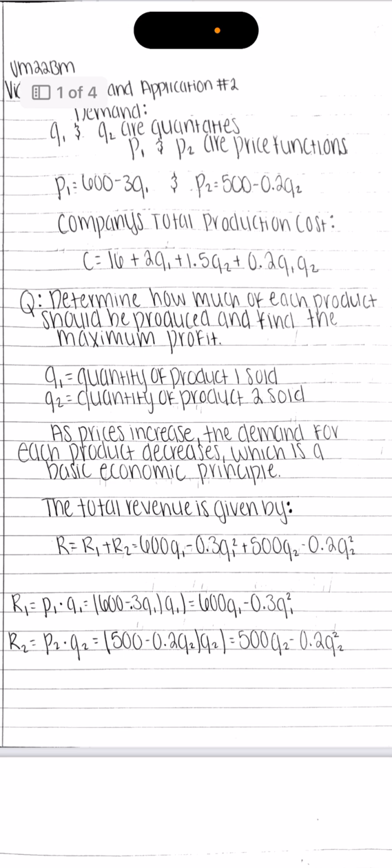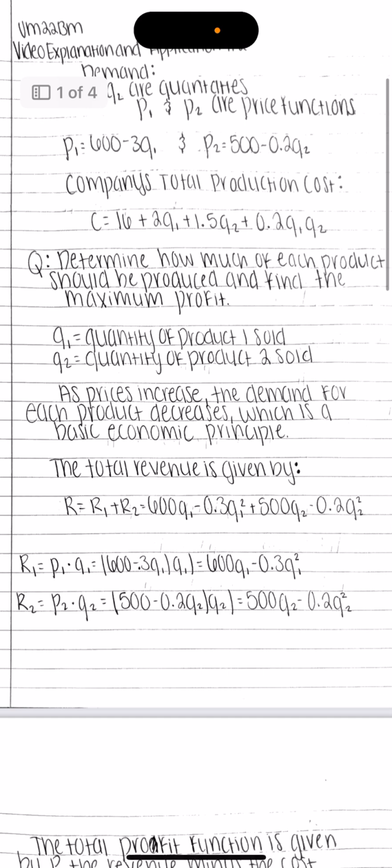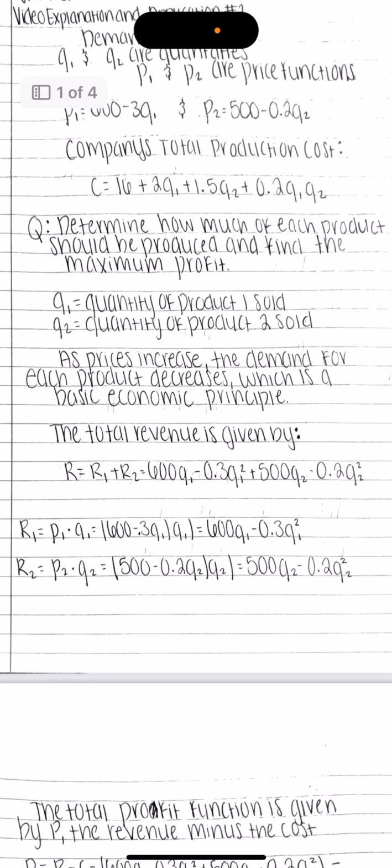The total revenue is given by R. R equals R1 plus R2, which equals 600 Q1 minus 0.3 Q1 squared plus 500 Q2 minus 0.2 Q2 squared. R1 is equivalent to P1 times Q1. You can see the work given there. R2 is equivalent to P2 times Q2. You can also see the work given there, which is how we solved for R.